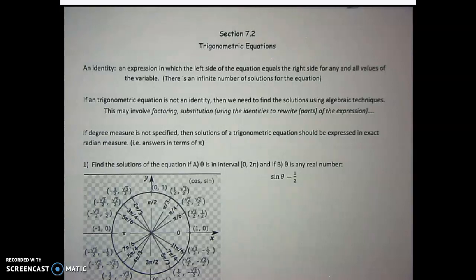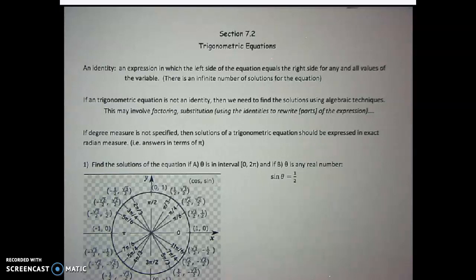And so that's why when we were solving an identity, we were just trying to transform one of the sides so it actually looked exactly like the other side. If a trigonometric equation is not an identity, then we need to find solutions using algebraic techniques. So just like we did in algebra, we were finding the values of x that would make the equation true. And sometimes there's more than one, and in trigonometric equations there is more often going to be more than one.